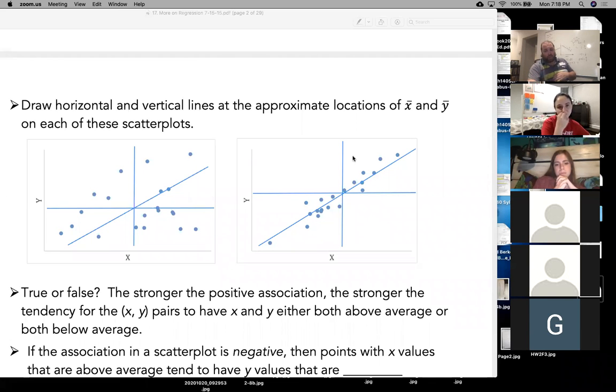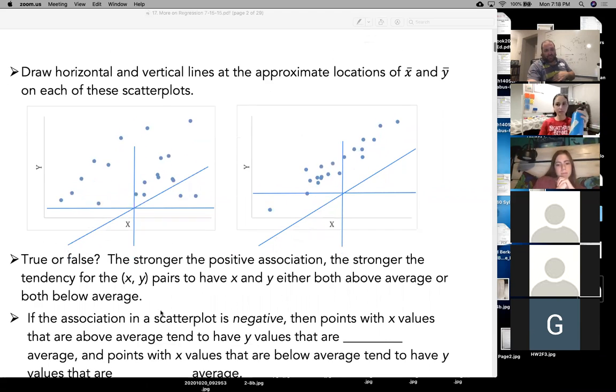So in this one, all of the data points are either in the first quadrant or in the third quadrant, right? Which is very strong positive, as we saw in the last one. This one has some in the first, but then it's got these stragglers. And it's not the stronger association. So this is a true statement, right? The stronger it is, the higher the likelihood that we're going to have lots of them along that line.